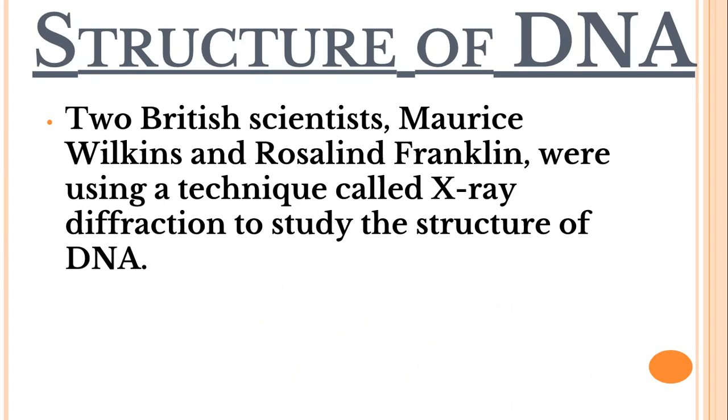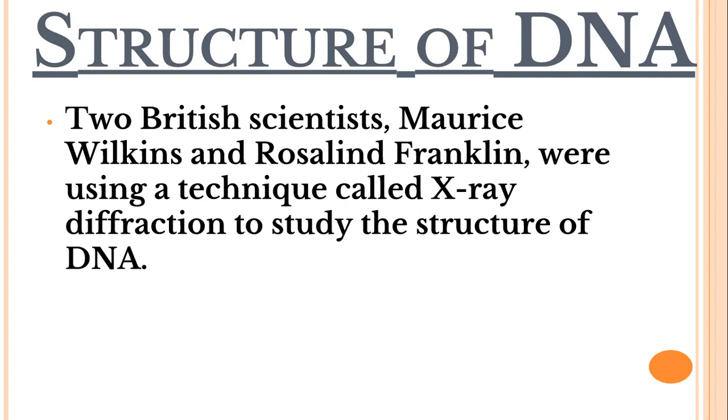So the people who really helped them were actually two other British scientists. It was Maurice Wilkins and Rosalind Franklin. They were doing research at King's College in England, and they were using a technique called X-ray diffraction. This is very similar to the way we use X-rays now to look at bones and other internal structures, but they were using concentrated X-rays to look at smaller parts of the cell, specifically DNA.